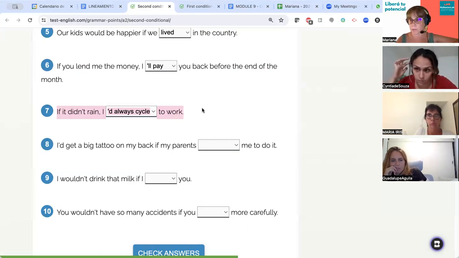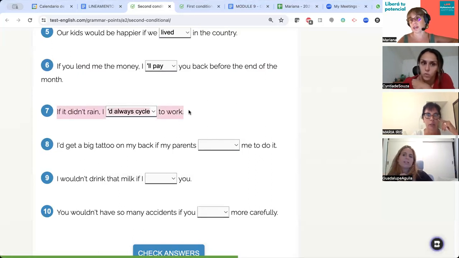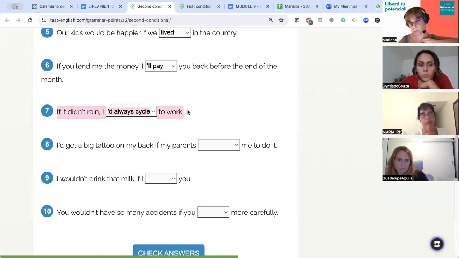Sí, lo que pasa es que ya al tener el if, ya te está marcando que no puede ser. Si no llovió, claro. Porque suena raro. Didn't rain, claro, yes. Okay. Didn't rain. No entiendo el significado. If it didn't rain, o sea, si no lloviera o lloviese, iría en bicicleta al trabajo.